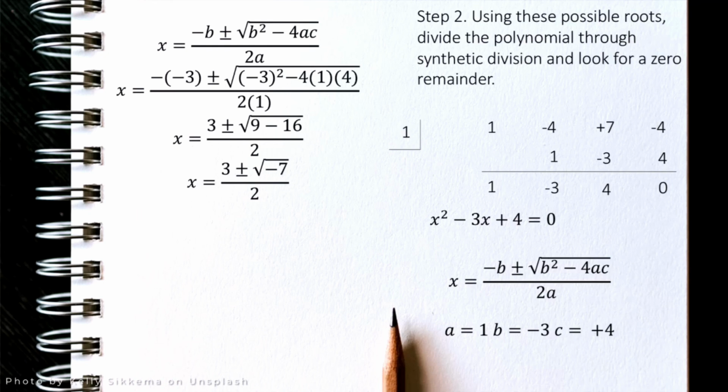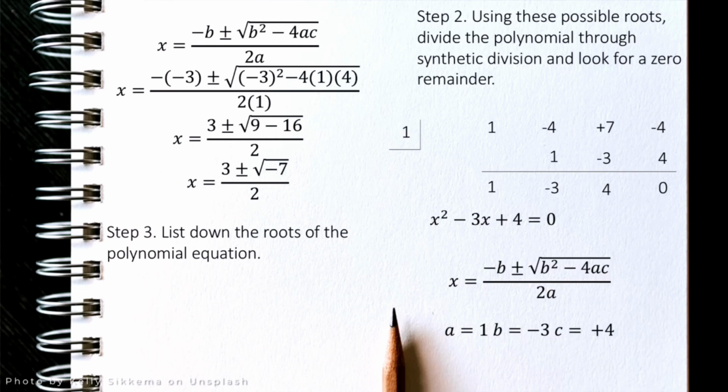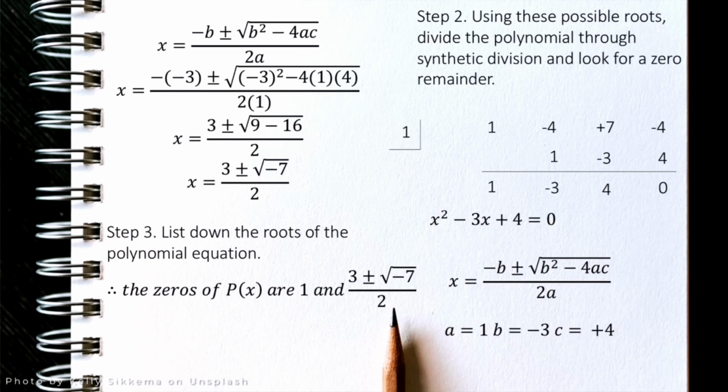Since the square root of a negative number is an imaginary number, we don't need to simplify that. Therefore, we're going to list all the roots of the polynomial equation. The roots of the polynomial equation are 1 and 3 plus or minus the square root of negative 7 over 2. Again, the zeros of the polynomial function are 1 and 3 plus or minus the square root of negative 7 all over 2.